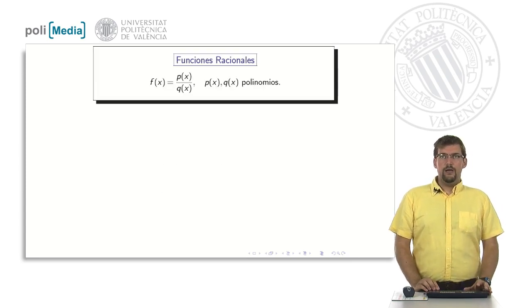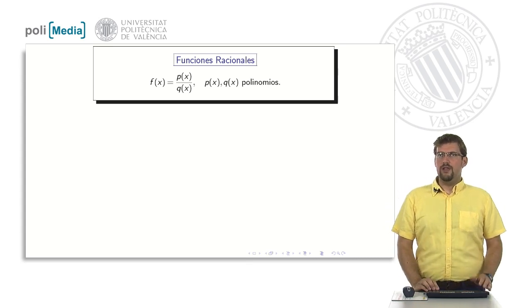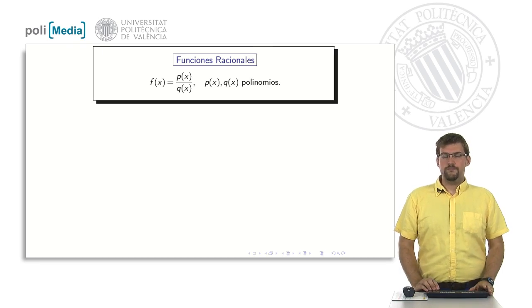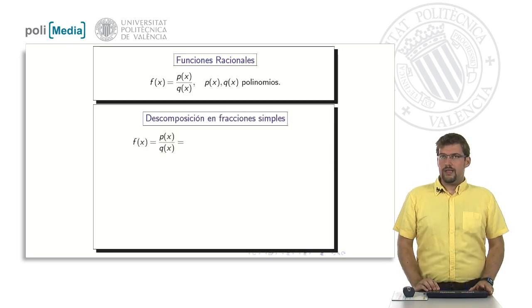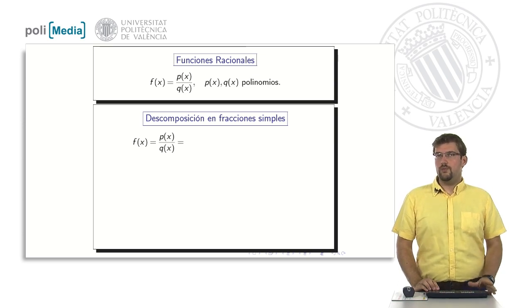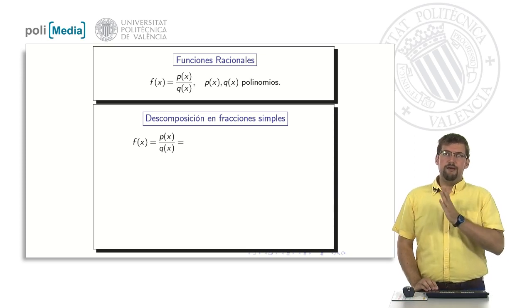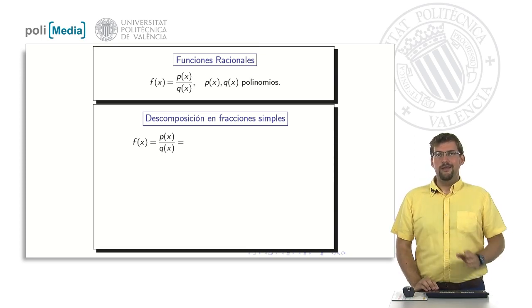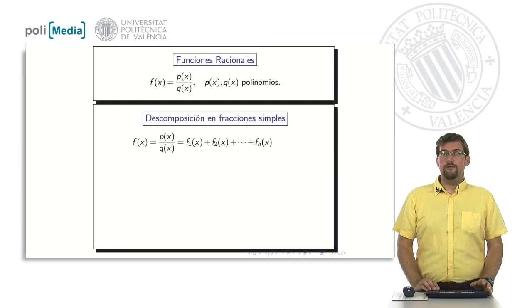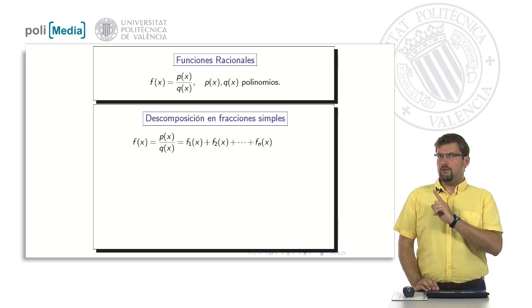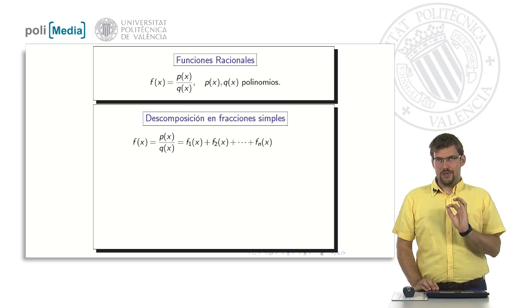A rational function is essentially a function defined as the ratio of polynomials, with a polynomial p in the numerator and a polynomial q in the denominator. An important and practical process for the computation of rational integrals is the method of partial fraction decomposition. This method states that a rational function can always be expressed as a sum of a finite number of functions, f1, f2, fn. This means that each of these smaller functions has a different type.